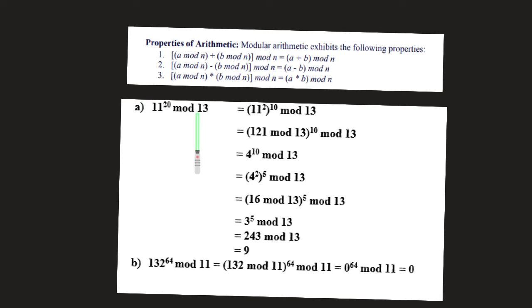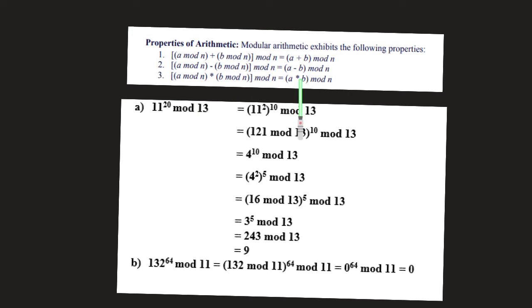And actually you can't get it. It takes a long time to multiply, and then your calculator can't even hold that number. But you must use some of the properties of arithmetic modulus. Modular calculus exhibits the following properties. In particular, we're going to use the third one, the multiplication rule, which is pretty easy to remember.